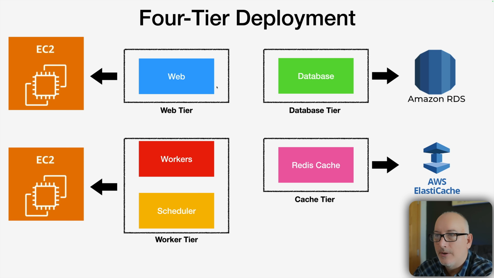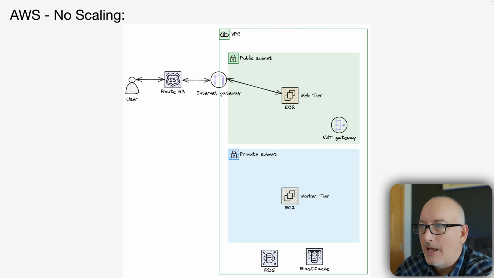And so what we're considering now is how do we scale this web tier? So this is where we first started. This is no scaling. We have a single EC2 instance that has a public IP address. We set up our DNS routing so that a user would request our website and that response would be handled by that single EC2 instance.